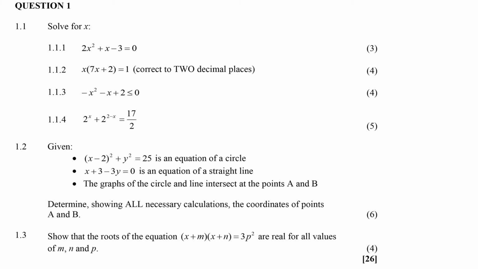1.1.2, we have another expression. We have x, open bracket, 7x plus 2, close bracket, equal to a positive 1. So we're still solving for x, but in this case our answer has to be correct to 2 decimal places. So the first thing we'll do is to expand.